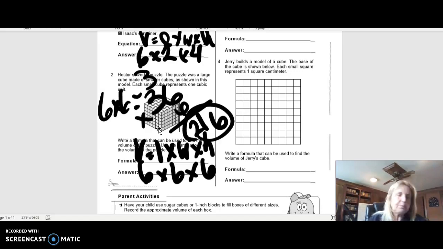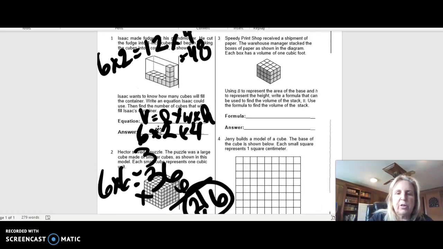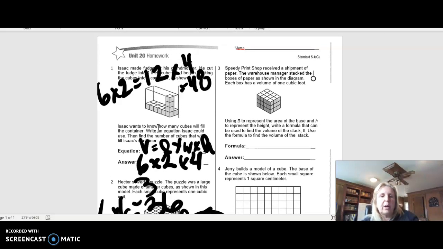Okay? All right, number 3. Speedy Print Shop received a shipment of paper. The warehouse manager stacked the boxes of paper as shown in the diagram. Each box has a volume of 1 cubic foot. Using B to represent the area of the base and H to represent the height, write a formula that can be used to find the volume of the stack. Use the formula to find the volume of the stack.